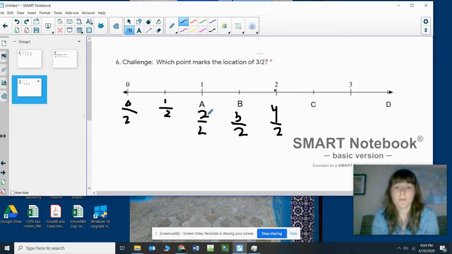So the way that we solved that was to figure out first what our denominator is by counting the spaces, and then we were able to go ahead and label, making 3/2 greater than 1, between 1 and 2. This could also be written as 1 and 1/2 as a mixed number. So nice job on that.